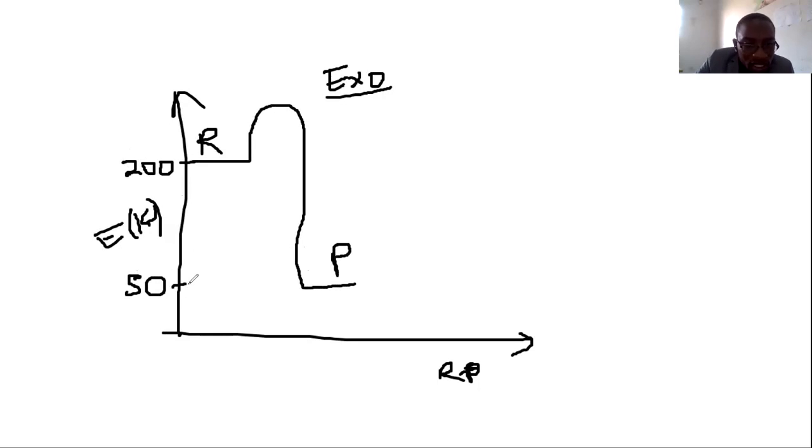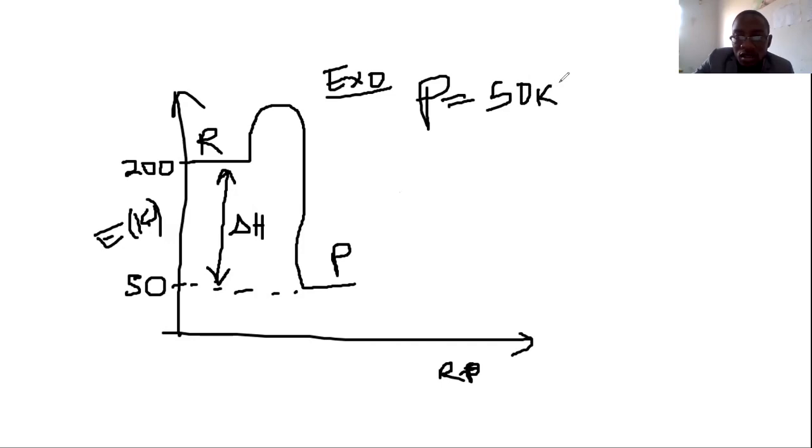So we are interested in knowing the change between the reactants and the product, and that change is known as the enthalpy change, which is denoted by delta H. So the energy difference between the reactants and the products is known as the delta H, which is known as the enthalpy change. So for the enthalpy change, we're going to notice that for the products we have 50 kJ, and then the reactants we have 200 kJ.